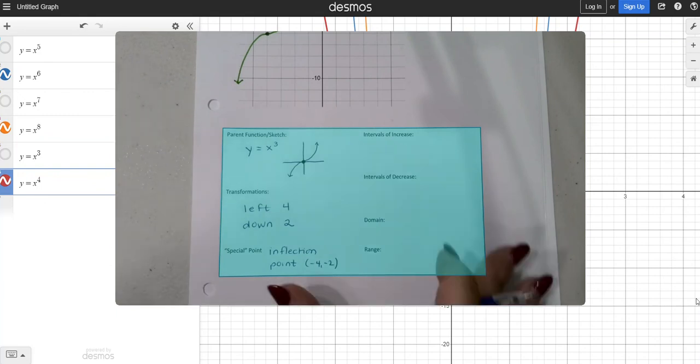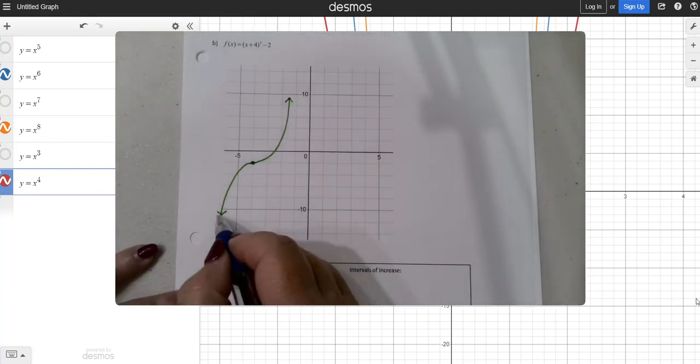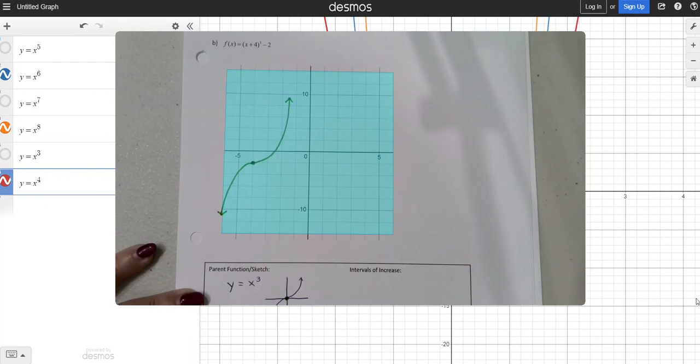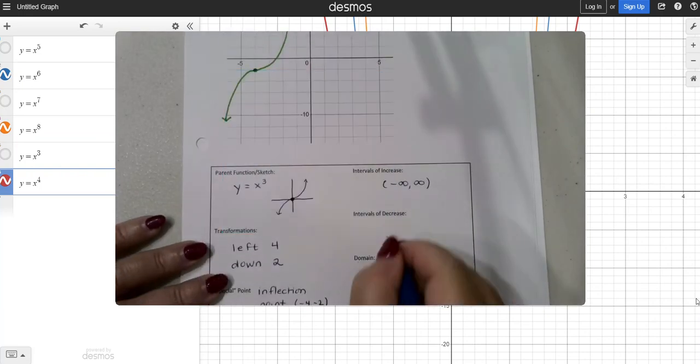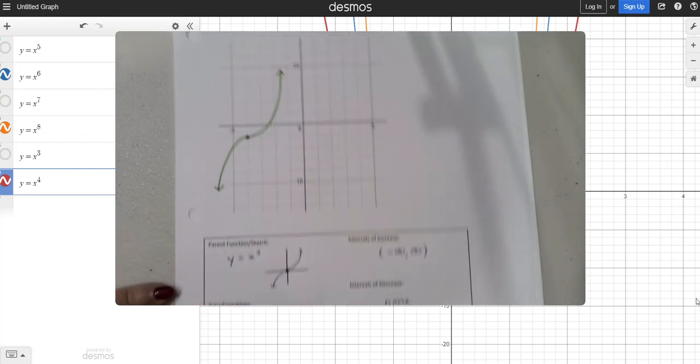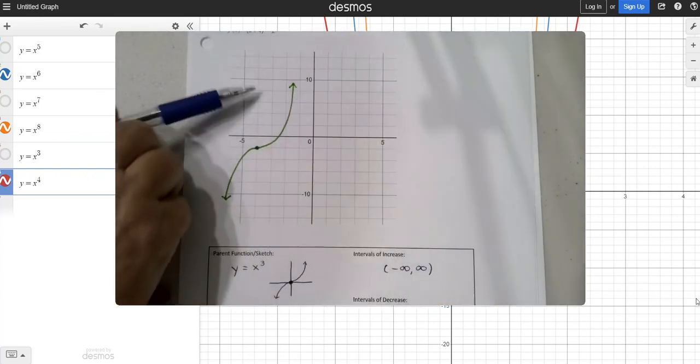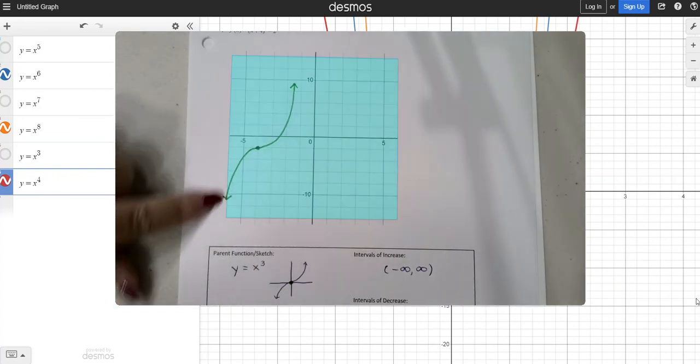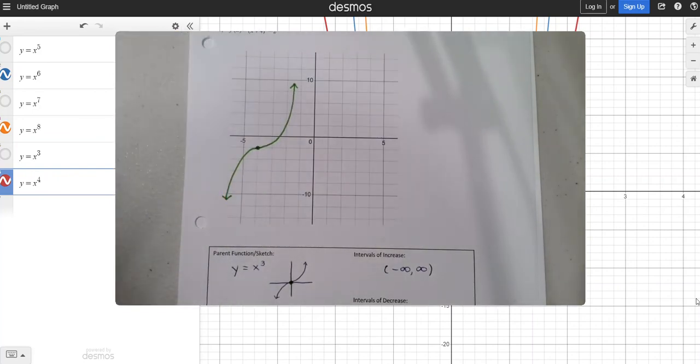All right. As a wave, this is always increasing. So my interval of increase is everything from negative infinity to infinity. And I don't have any part of this graph that's decreasing. This graph goes forever left and right, and it also goes forever down and up. So both the domain and range this time will go from negative infinity to infinity.